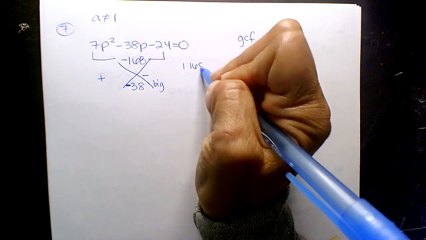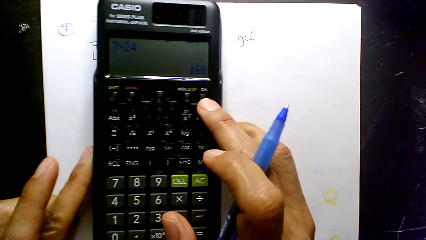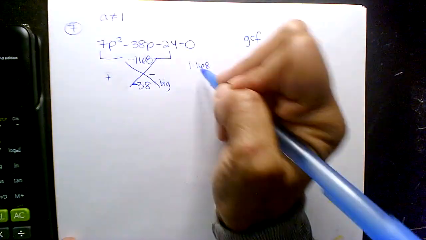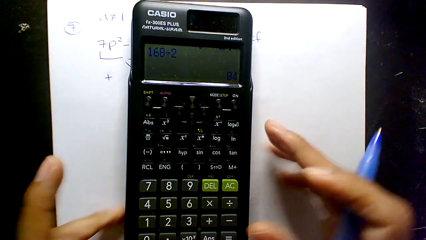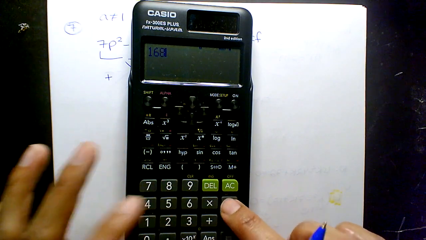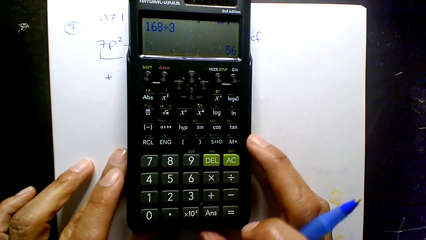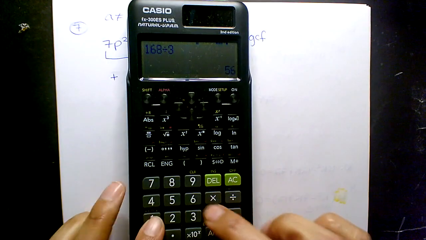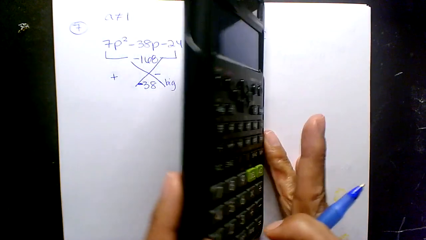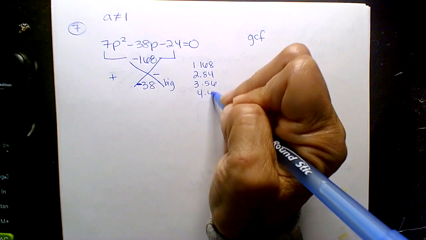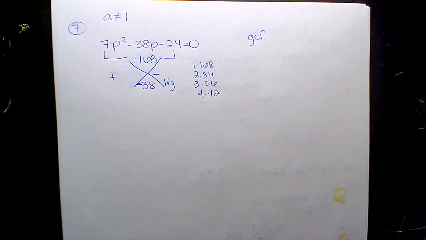1 and 168, right? So 168 divided by 2, 2 and 84. 3 and 56. 168 divided by 4? Oh, okay, 4. 4 and 42. I think I got my pair, yeah?